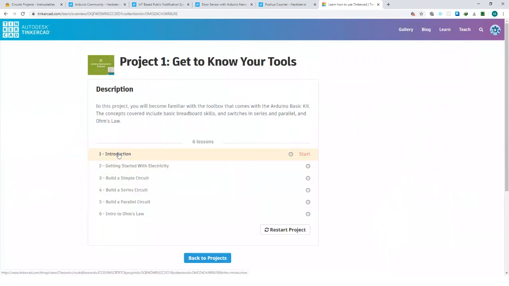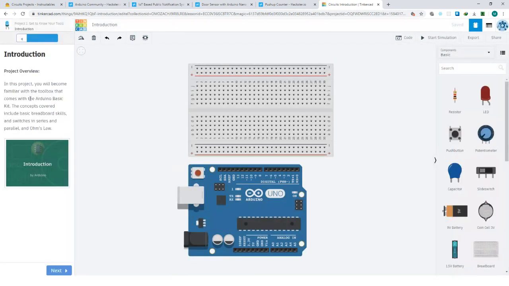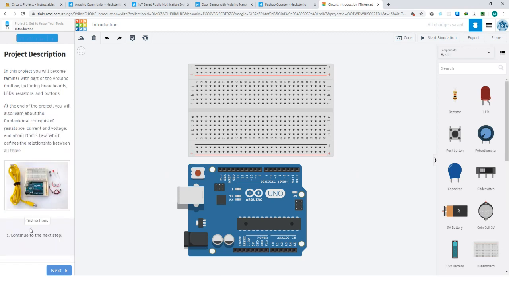There are so many nice tutorials here, which are basically teacher-based, so the teachers can use them, and even the students can really use them. Once you click on Start, so that you learn about Arduino, it will take you step by step on basically what we have been able to do, so that you can read. You'll be reading from the left side. As you read in this project, you'll become familiar with the toolbox, with the Arduino basic kit. Remember the toolbox that comes with the Arduino basic kit, and we can click next to find out the LEDs and all that.